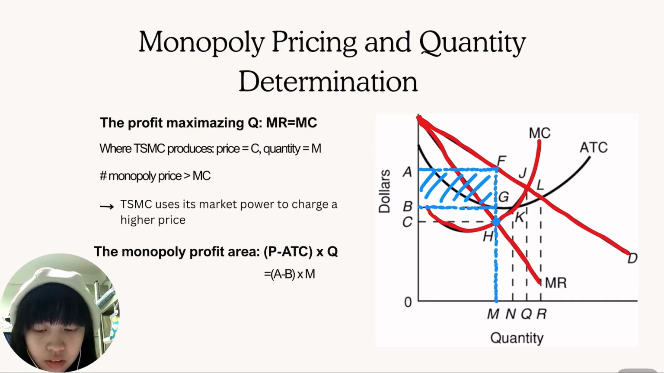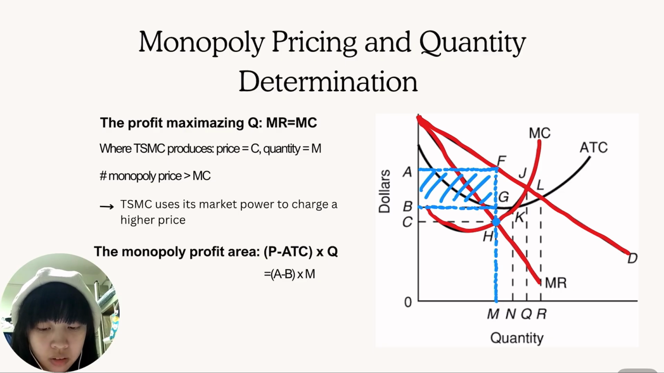First, let's talk about how TSMC decides price and output. In the advanced semiconductor market, TSMC has strong monopoly power because very few firms in the world can produce cutting-edge chips. Because of this, TSMC is not a price taker. Instead, it chooses both its output level and the price.